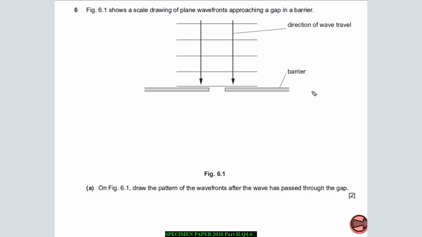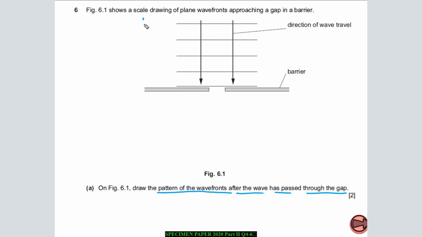Let's try to answer this question now. The first part simply is asking us, we need to draw the pattern of the wave fronts after the wave has passed through the gap. So how can we answer this one now? Before we answer this question, we need to understand this is the wave front.